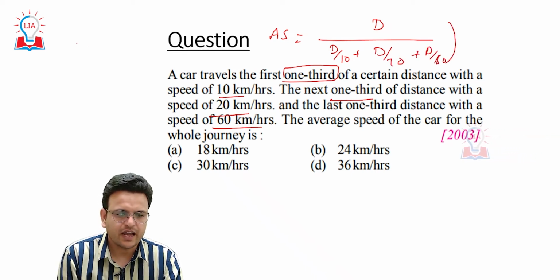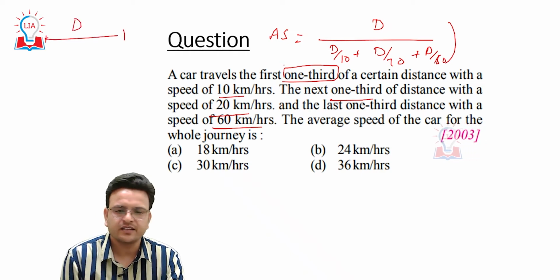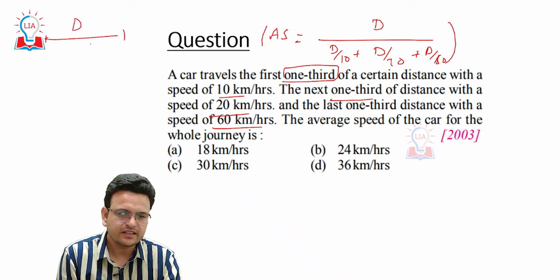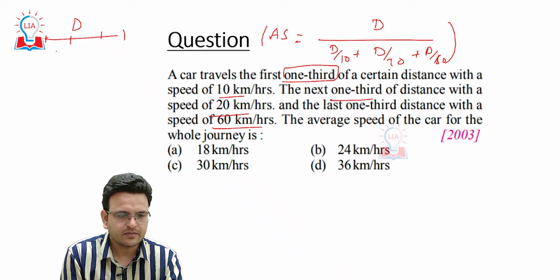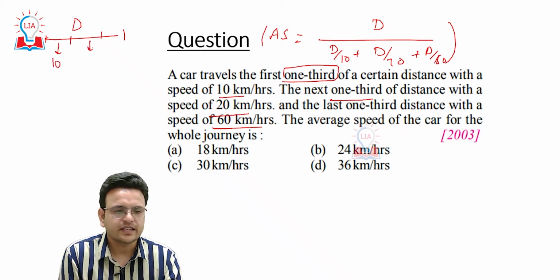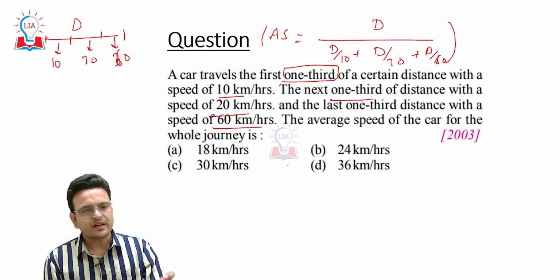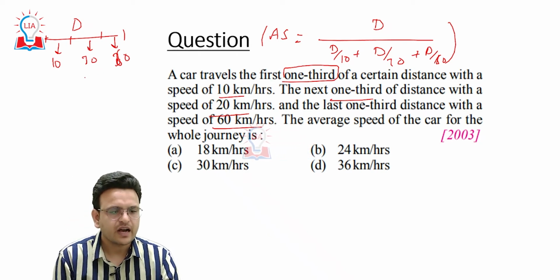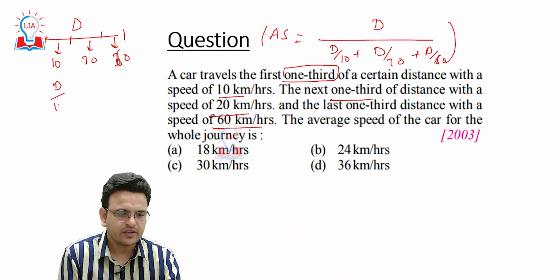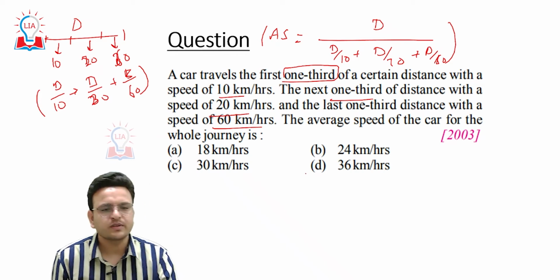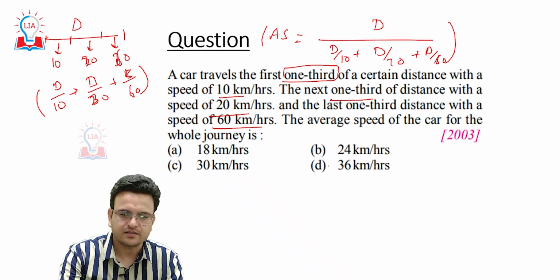I am assuming the total distance is d, and d is covered in 3 parts. One part with a speed of 10 km per hour, the second part with a speed of 20 km per hour, and the third part with a speed of 60 km per hour. In the first part, how much time will the car take? The car will take d upon 10. In the second, d upon 20, and the final d upon 60. If you are able to solve this equation, you are going to get an answer.